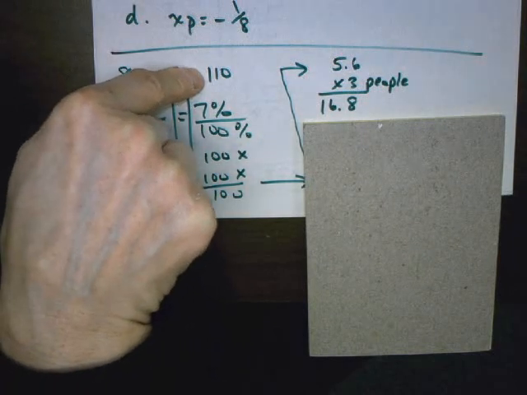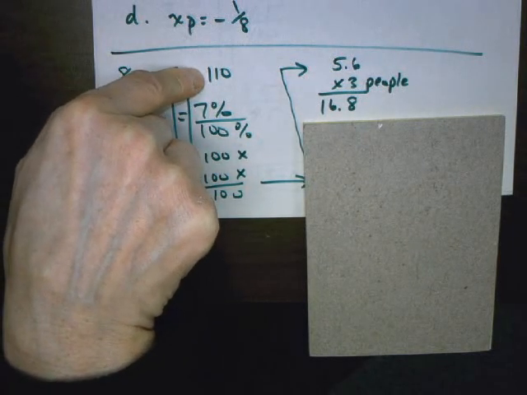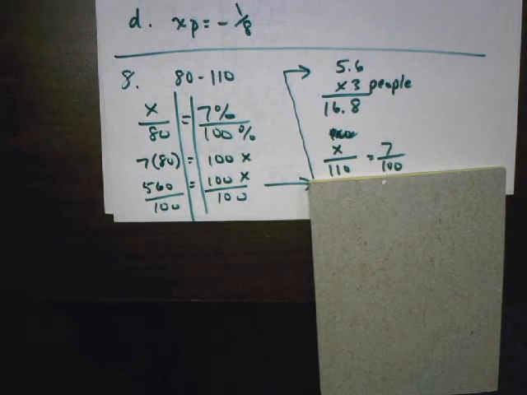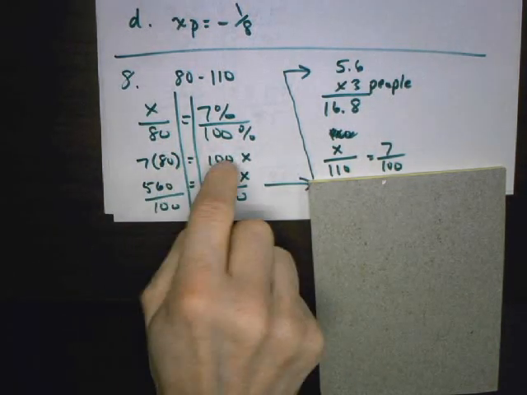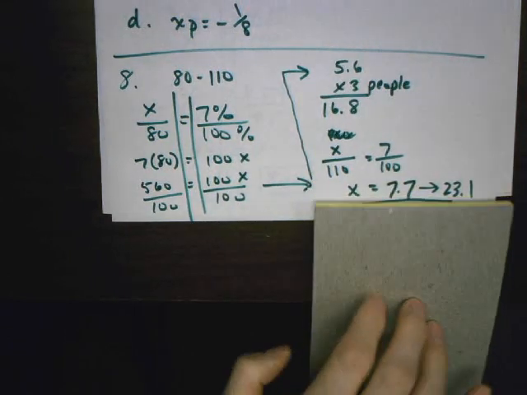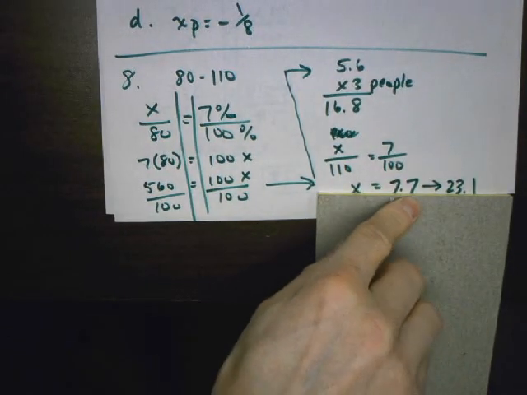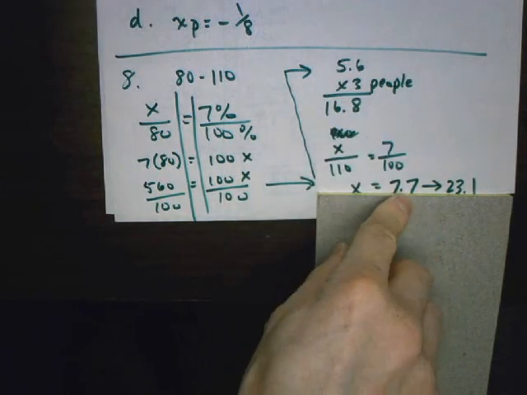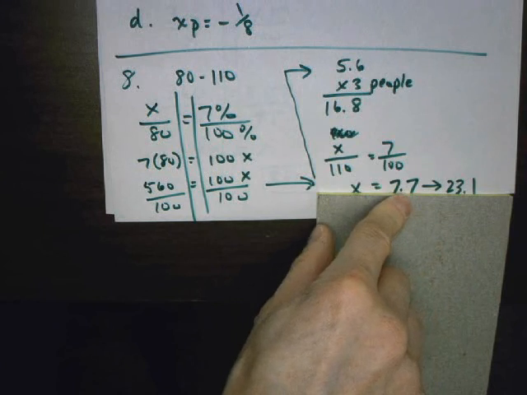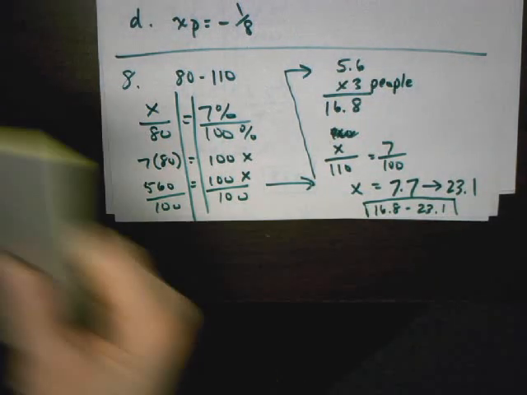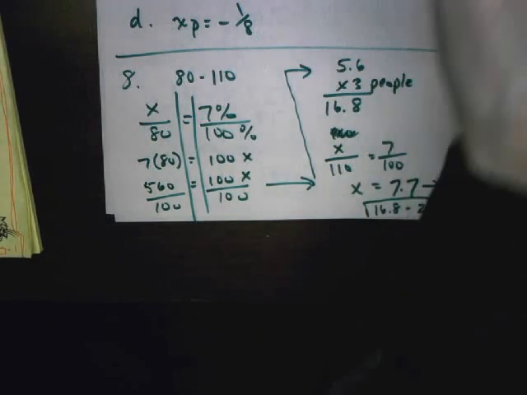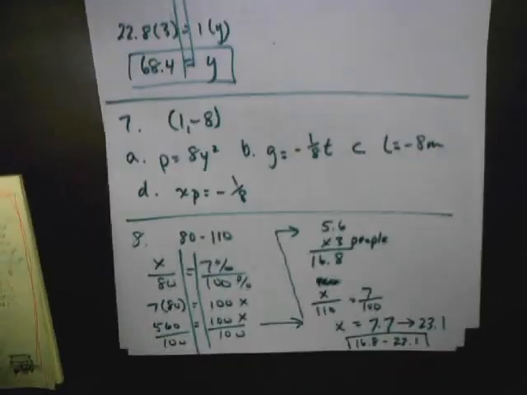Now we've got to do the same exact thing for 110, for the high end of our range. So I'm going to find 7% of 110, just like we did before. We're going to cross multiply and divide, and this time we're going to get 7.7. And then just like we did before, we're going to multiply 7.7 times 3. Pause the video and go off to the side and do that. 7.7 times 3. And you should have got 23.1, so our range is 16.8 to 23.1 gallons of water used for 3 people on those activities.